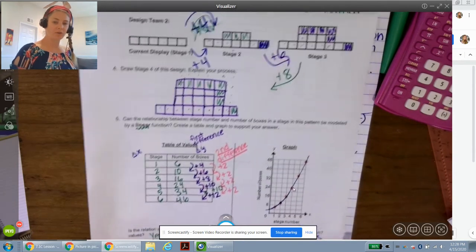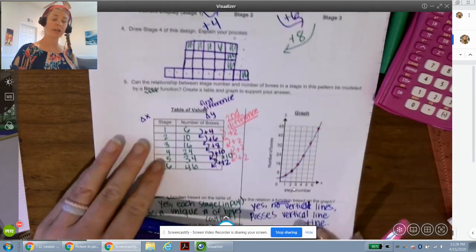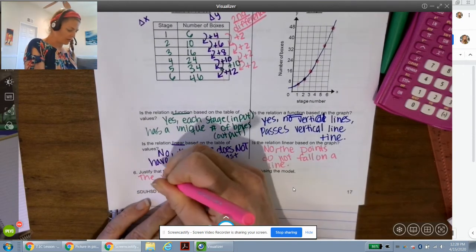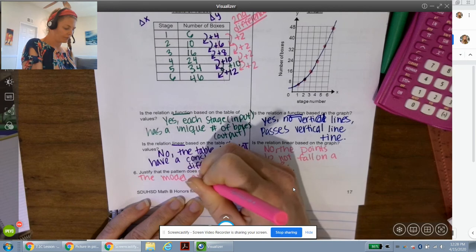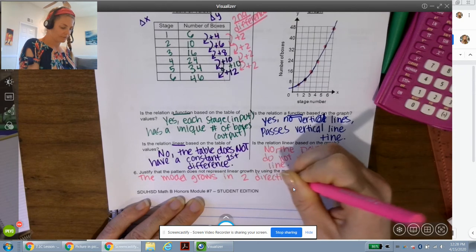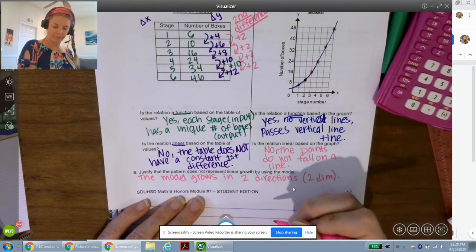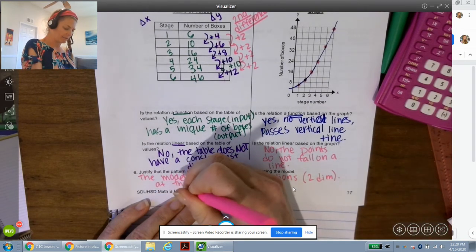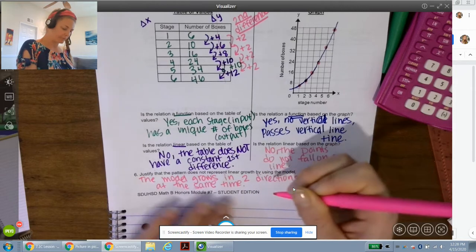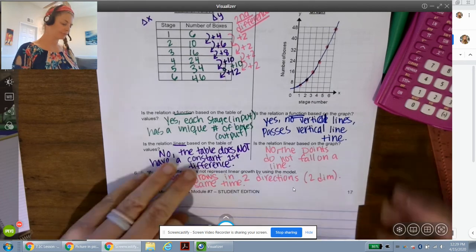So notice looking at this model, we're not just growing in one dimension. We're growing out and up. We're growing in 2 dimensions here. So the model grows in 2 directions. Think about it as 2 dimensions if you wanted to. At the same time, or you can use the word simultaneously. We're getting wider and taller simultaneously.